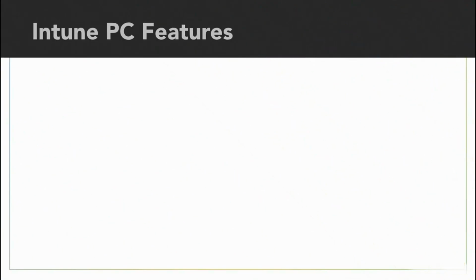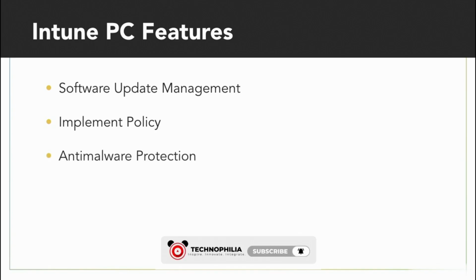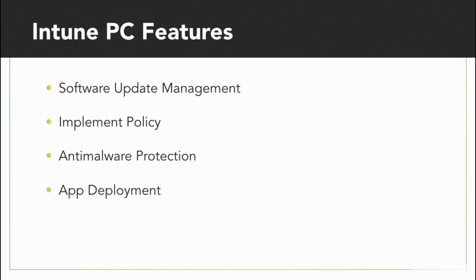The legacy client software allows Intune to manage many features, including software update management, where you can keep PCs up to date with updates, implement policy, for example, ensuring that all PCs have a properly configured Windows firewall. Anti-malware protection, so your PCs are protected from malware. App deployment for deploying software to managed PCs, and software license management to track software license availability and usage.